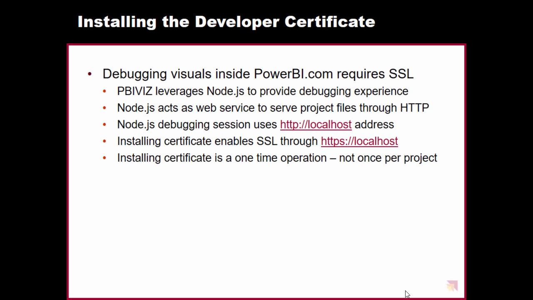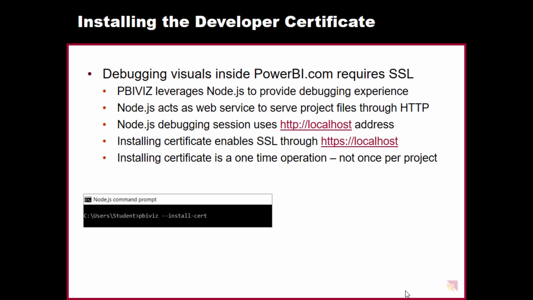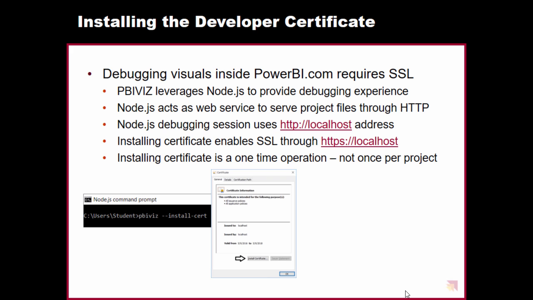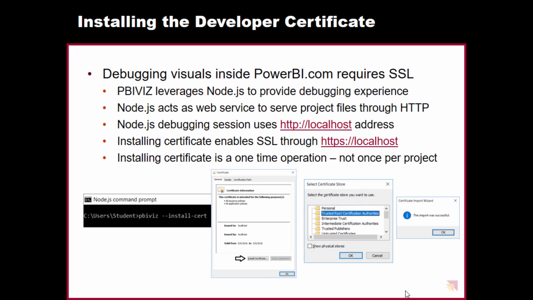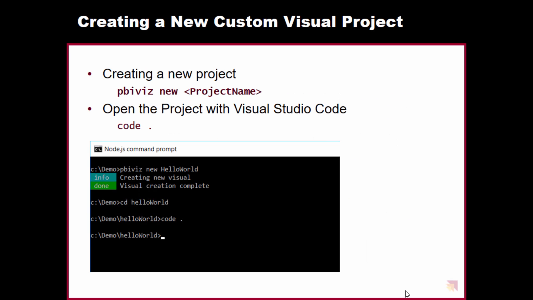Now, once you've installed the pbiviz utility, you have to do this one-time operation where you're going to call this install cert command, and that's going to step you through the process of installing your certificate on your local machine. You'll see that in the demo coming up. Now, when it's time to create a new project, you're going to call pbiviz new and add your project name. Now, when you create a new project, it's going to create a new folder and put the project inside there, but it's not going to actually move you over.